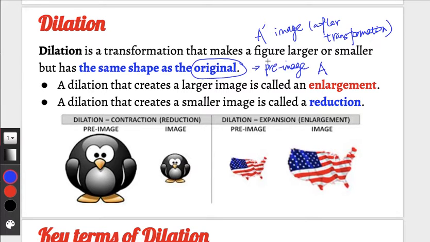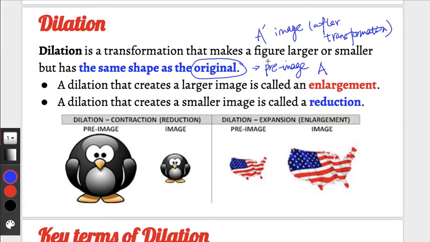As we mentioned, the most important thing we need to know about dilation is that the size changes. However, the shape will stay the same. Also, oftentimes we have two types of dilation. One is when the picture is getting bigger, which is called enlargement. The other one is when the picture is getting smaller, which is called reduction. It's kind of straightforward from the words, right?